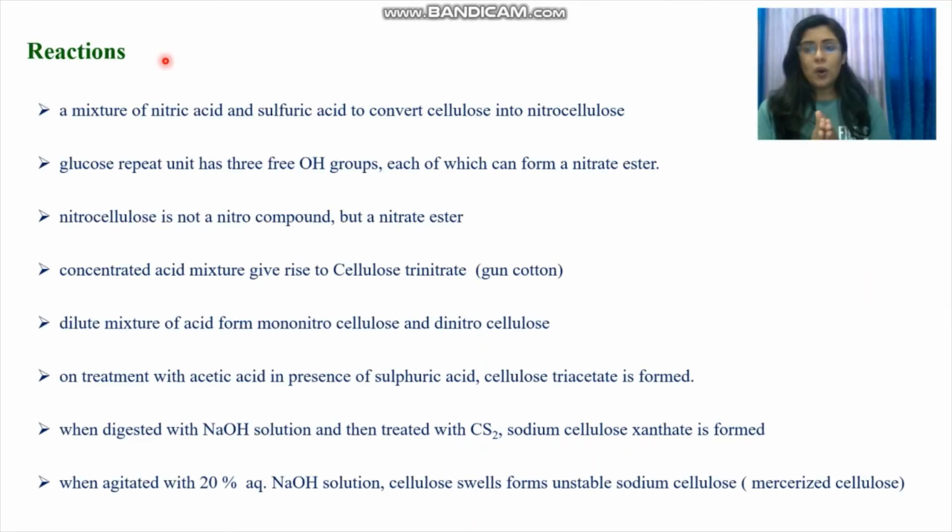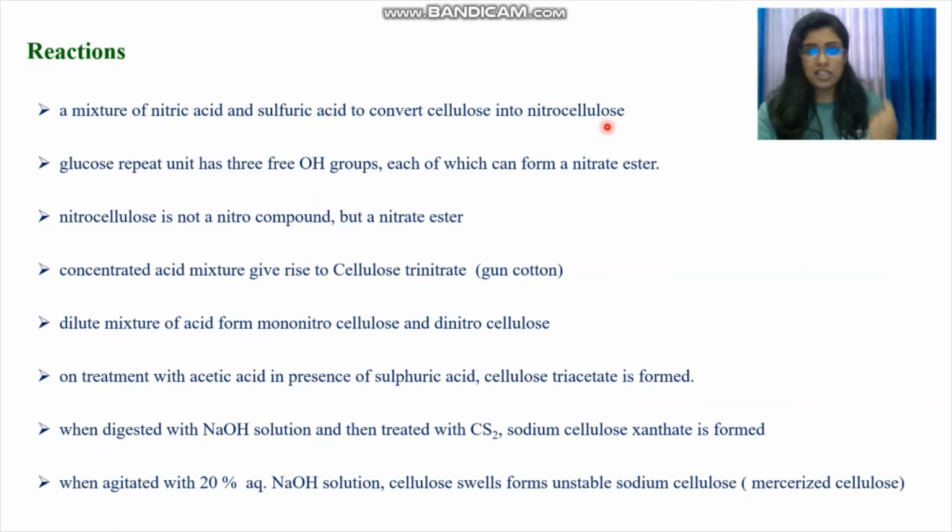Okay, so now we move on to the last part of today's video, that is some important reactions of cellulose. And these reactions are of great importance for us because these reactions can be used to produce artificial silk, or commonly called rayon, from cellulose. So the first reaction is treatment of cellulose with nitric acid and sulfuric acid. When you treat it with a mixture of these two acids, cellulose converts to nitrocellulose.